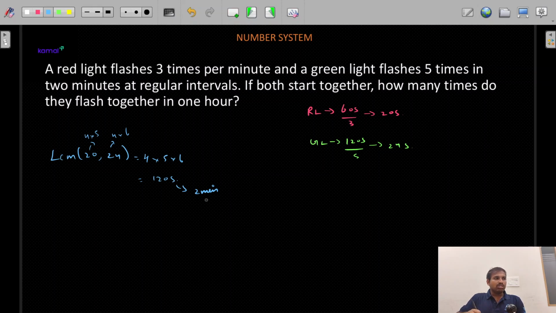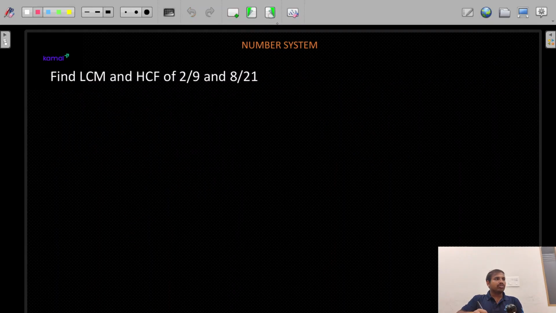In 1 hour, we have 60 minutes. So we have to find how many times they flash together in 60 minutes. 60 by 2. In 60 minutes, 30 times they flash together. So that's how we find it. That's why if you take the LCM of two different numbers, the LCM gives the common number that happens for both of these two different numbers.